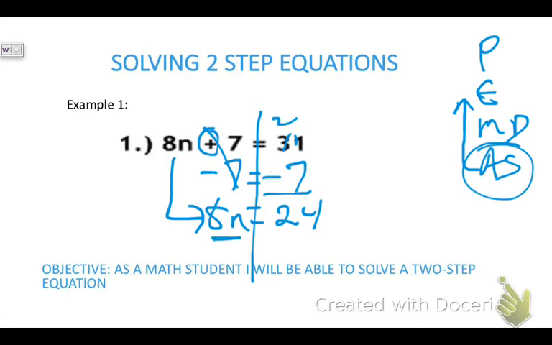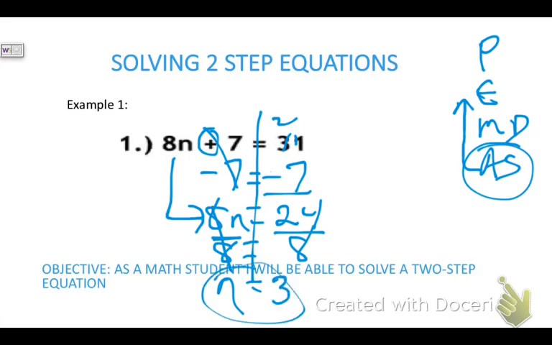This operation right here is multiplication, so we're going to divide both sides by the coefficient, the number that sits with the variable, and we get n equals, now let's see, 24 divided by 8 is 3. There you go, ladies and gentlemen, first one.